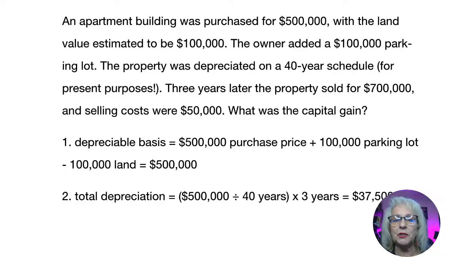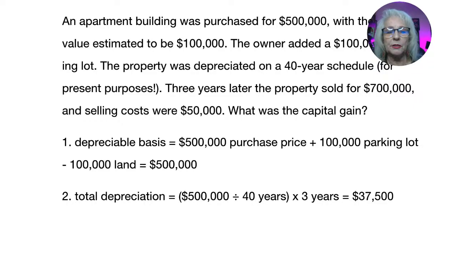So depreciable basis, the original value, $500,000 purchase price, plus the $100,000 parking lot, minus the land, okay, equals $500,000. So the parking lot and the land cancel out. So you end up again with $500,000.